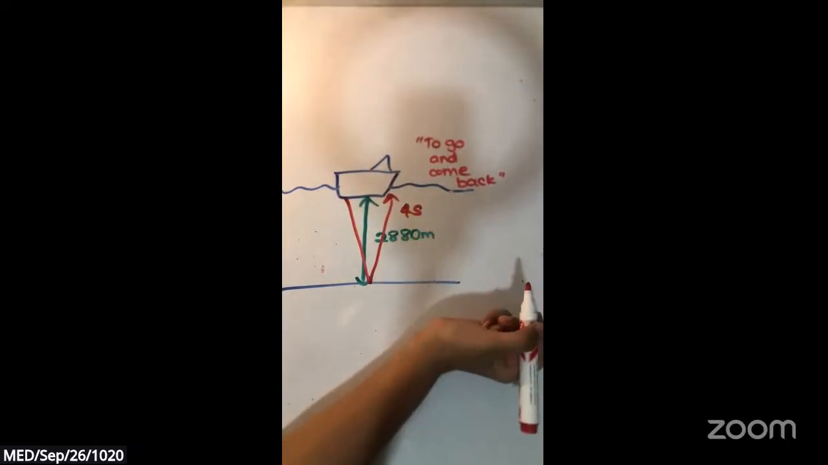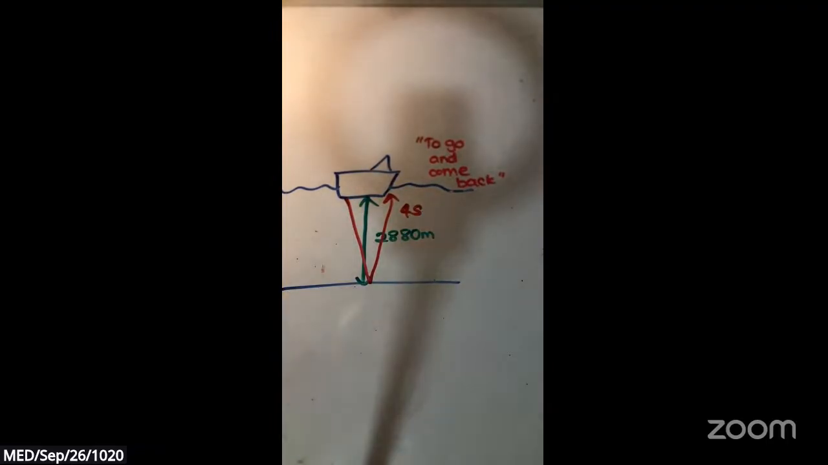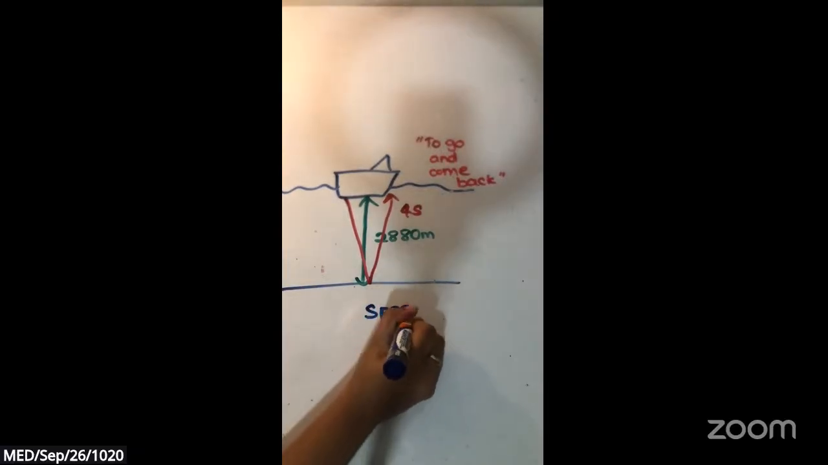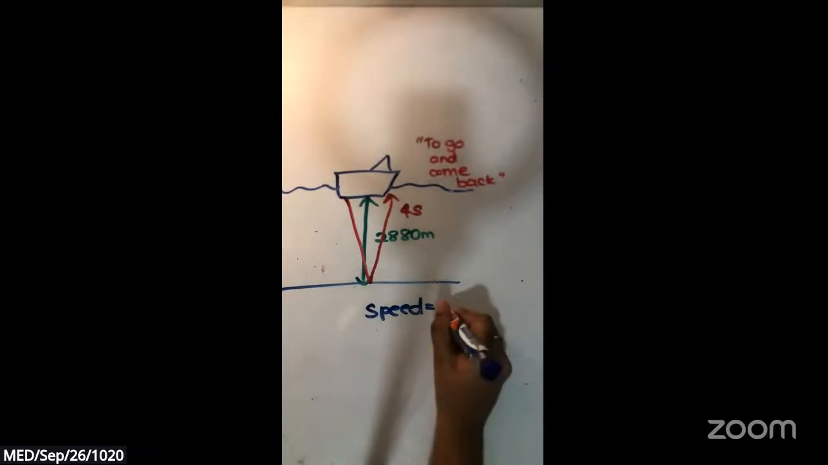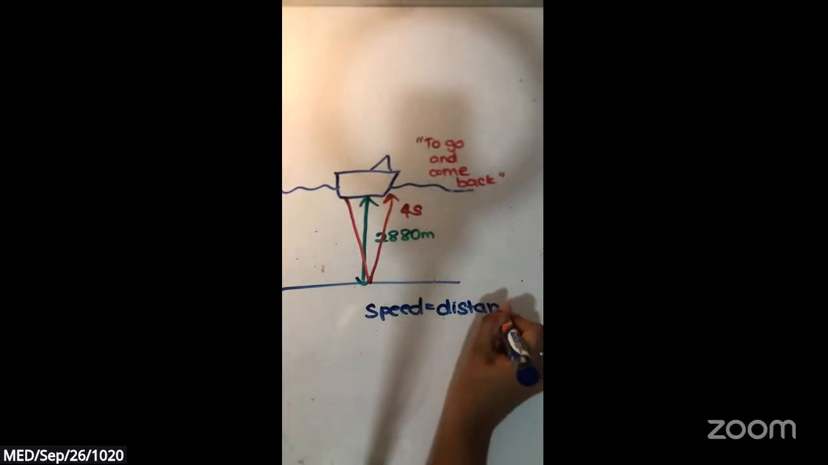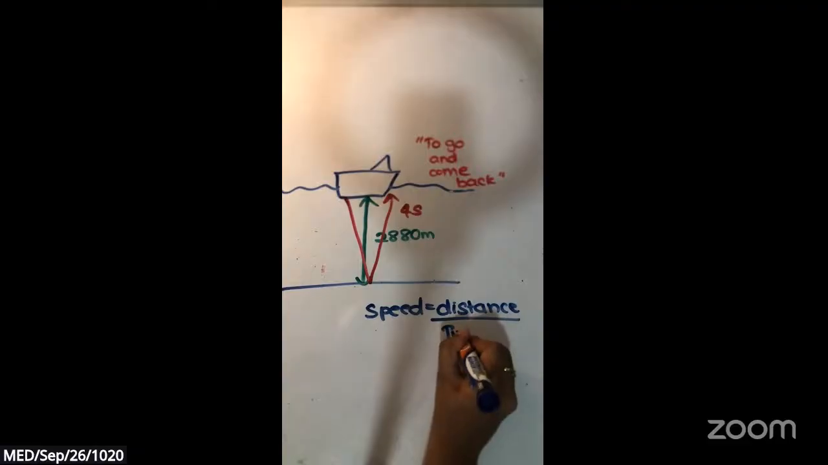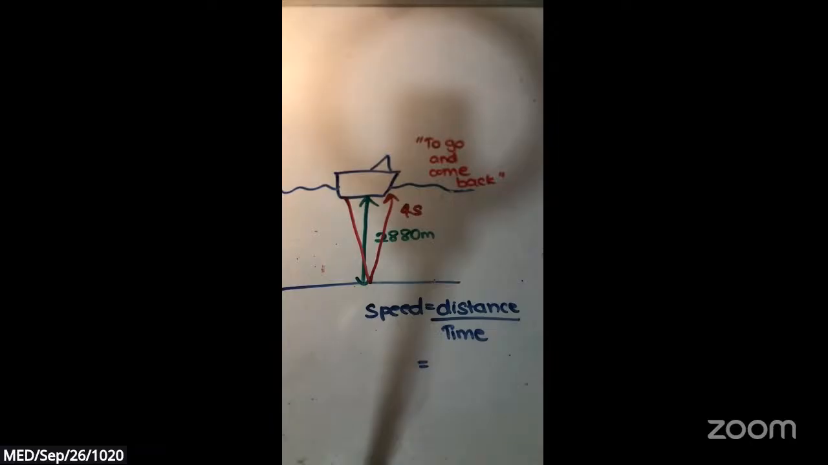But the depth is what? 2,880 meters, it seems, right? So they are asking what is the speed, right? What do you mean by speed? Speed is equal to distance over time, right? Whatever the total distance over time, right? So what most of you have done is that you all have just taken the distance as 2,880 meters. And you all have put the time as 4 seconds. This is wrong. Okay, and you all would have got 720, right?